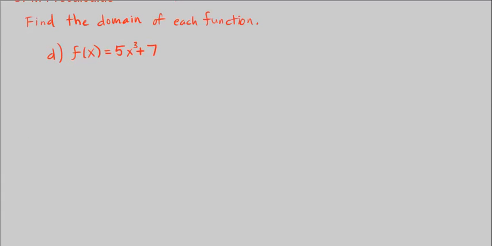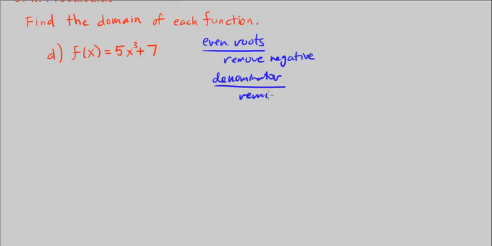All right. So part D, we're given a function f of x is equal to x cubed plus 7. All right. So remember, we're looking for any even roots because we know inside an even root cannot be negative. Remove negative from even roots. We're looking for a denominator, and we remove where the denominator is equal to 0, right?